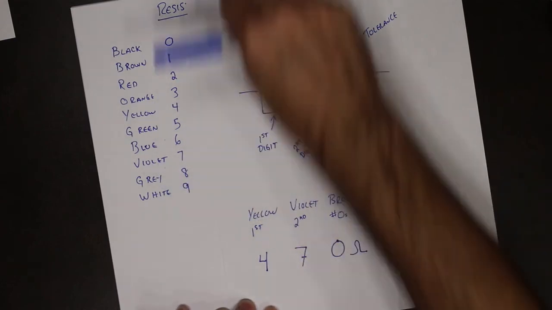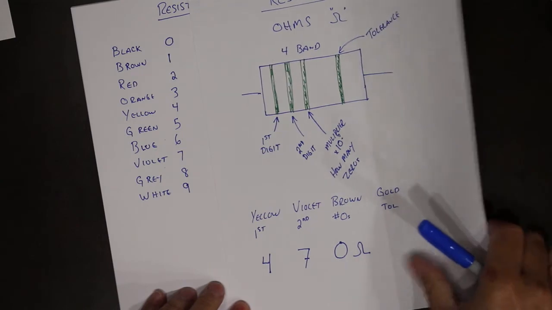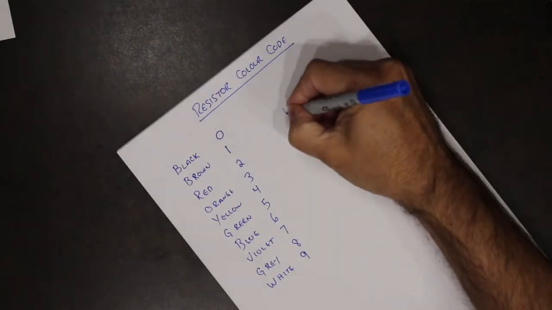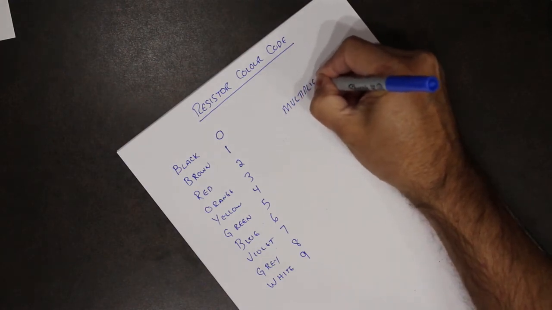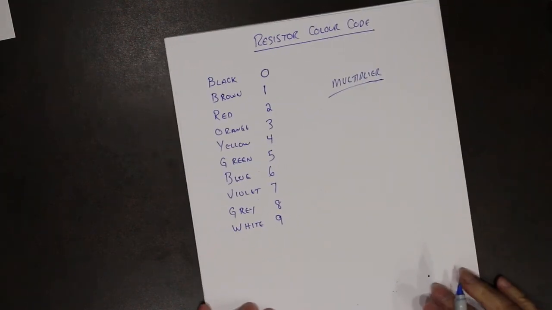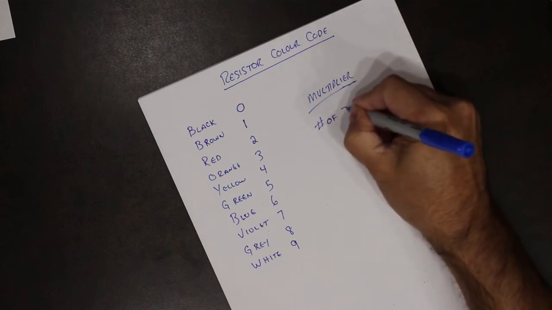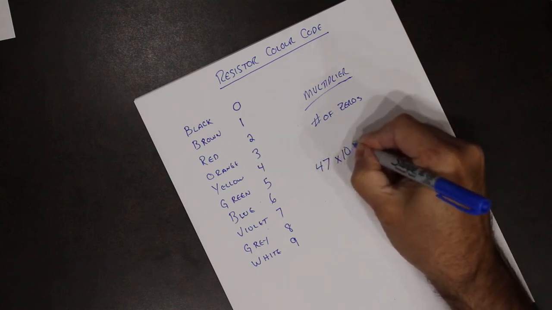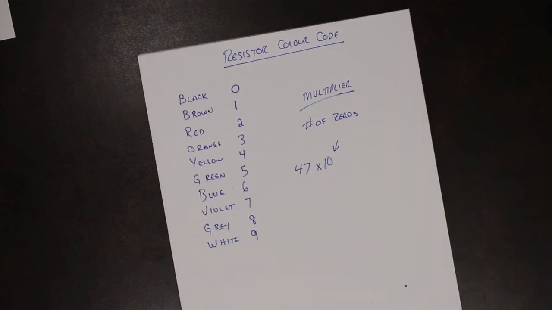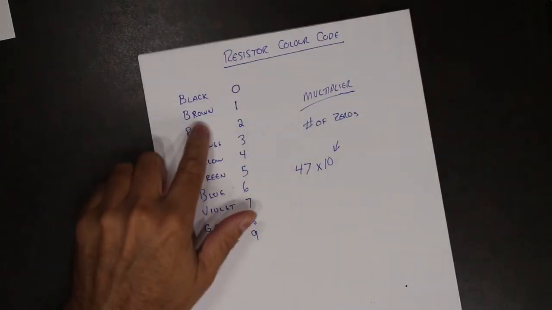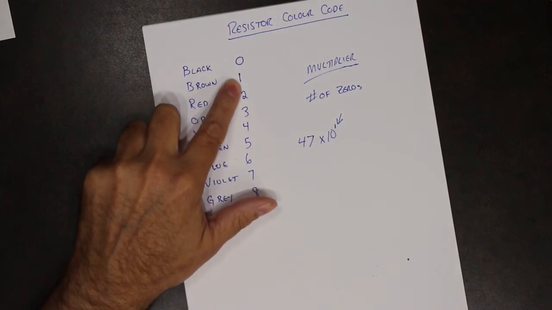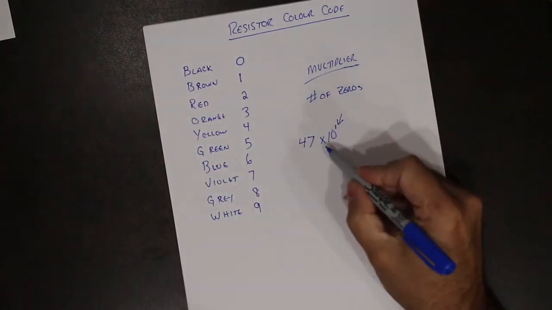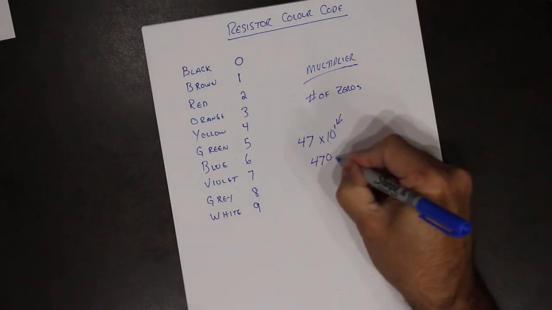So now as far as the multiplier, people look at it differently. When I do it, I think of it as number of zeros. And that's just my way. But some people look at it and say, well, I have 4, 7 times 10 to the power of brown, 1. So 10 to the power of 1. So 47 times 10 to the power of 1. 10 to the power of 1 is 10. 47 times 10 is 470 ohms.